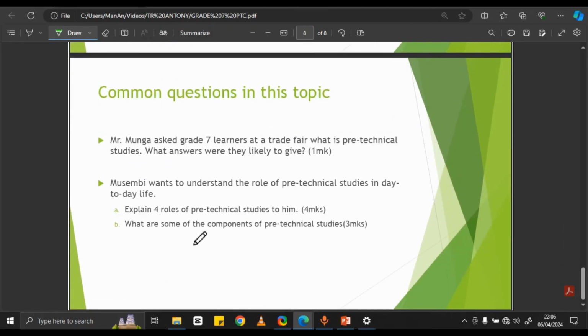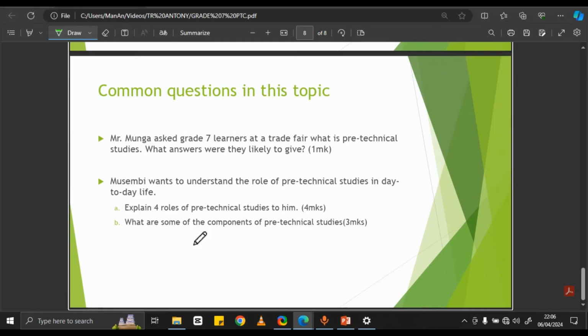So what are some of the common questions in this topic? Some of the common questions you might find include a question like, Mr. Munga asked grade 7 learners at a trade fair, what is pre-technical studies? What answers were they likely to give? Okay, so I might need you to pause and write these questions. They are very important, and I need you to answer, and then you can take it to your teacher to mark for you, or you can also ask me. You can send the answers to me via my WhatsApp or anything, and I'll give you a link in the description for the answers to compare.